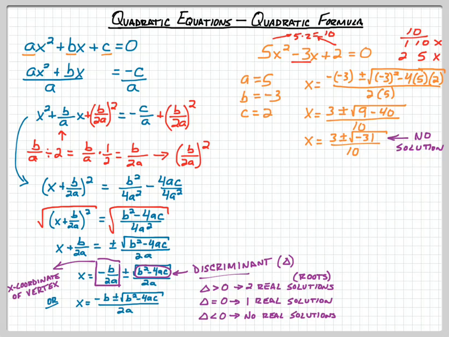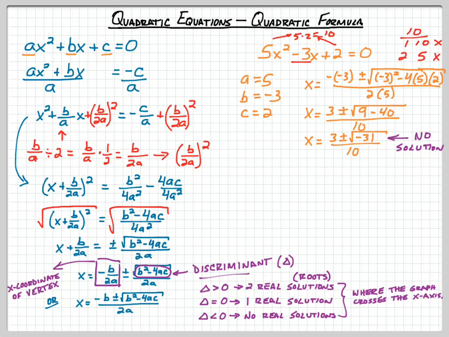And what do I mean by solutions or roots? Well, that's where the graph of the parabola of the quadratic equation crosses the x-axis. Okay, so that's what we mean by roots or solutions. So like in our example here where we've got negative 31, we can't take the square root of negative 31, so we have no solution.